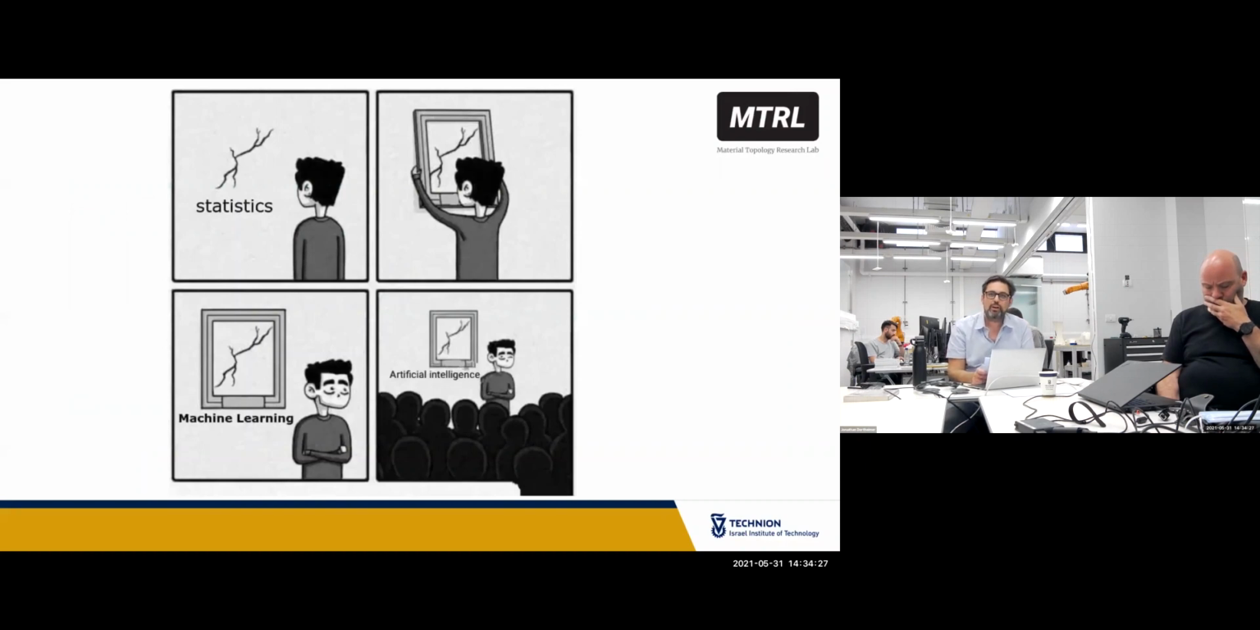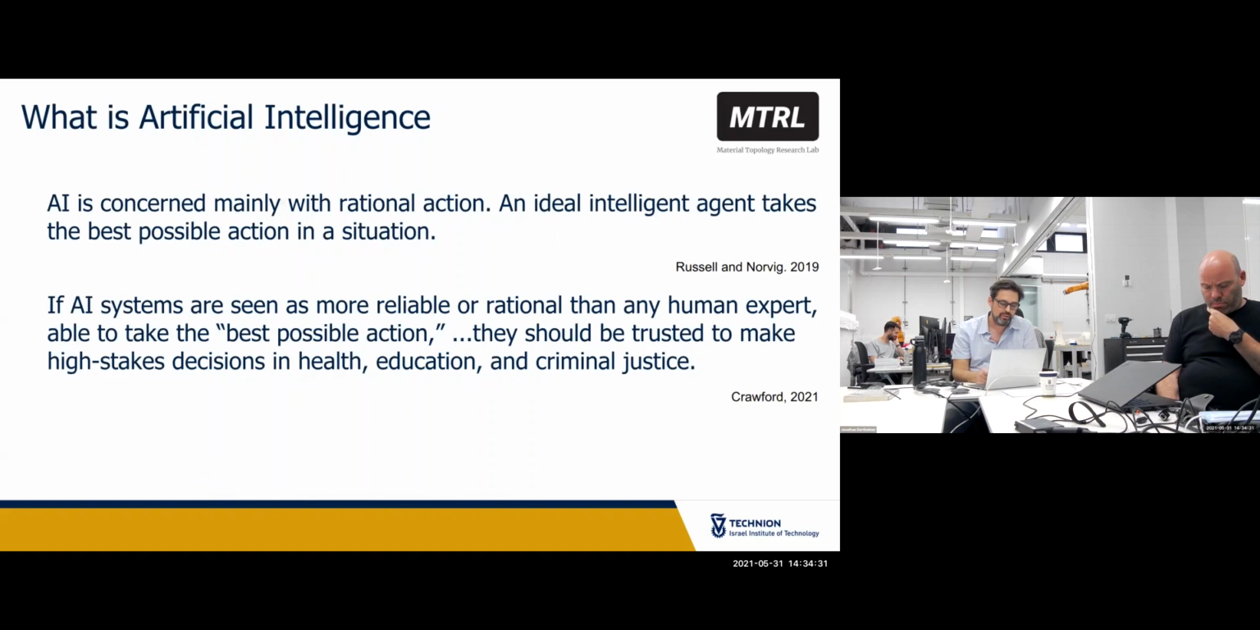So, how do we define AI? Russell and Norvig in the textbook define AI as the research field that is concerned mainly with developing machines capable of rational action, namely an ideal intelligent agent that takes the best possible action in a situation.